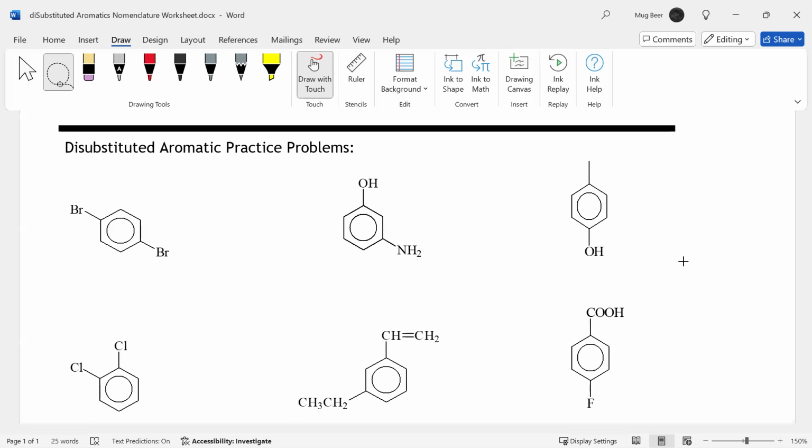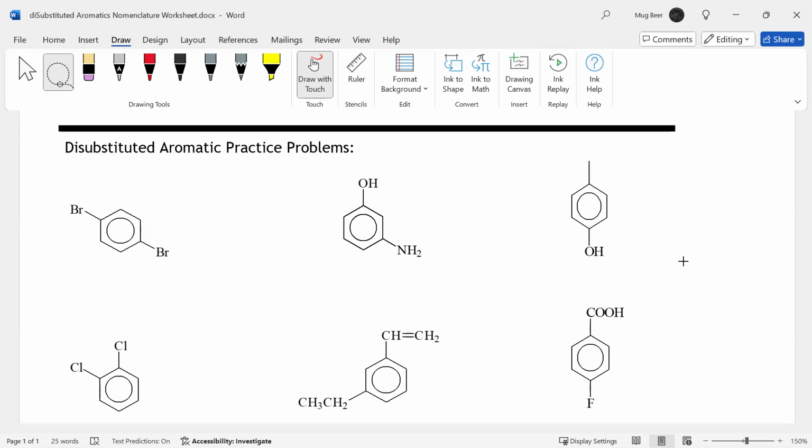You're okay with those? So then you could also put down 1,3 for both of these. You could also write meta for both of these. What's the other thing you could do? You could also do that.